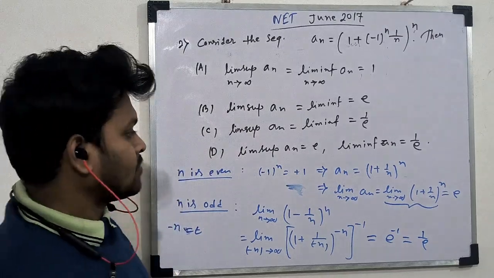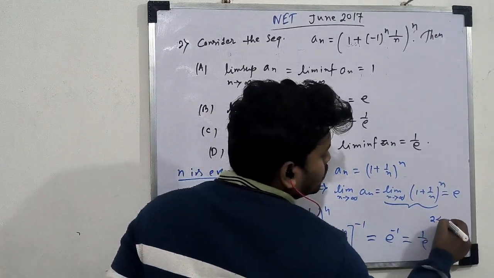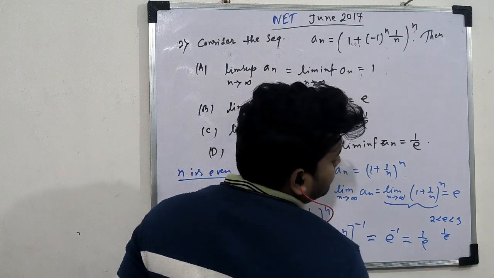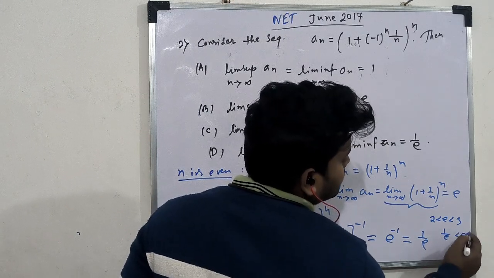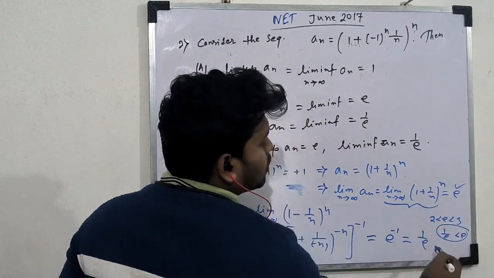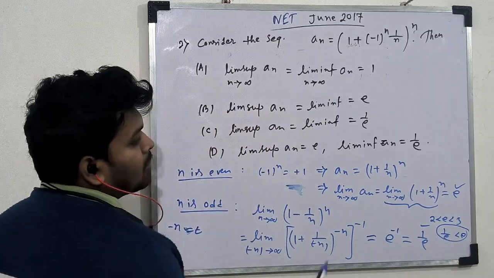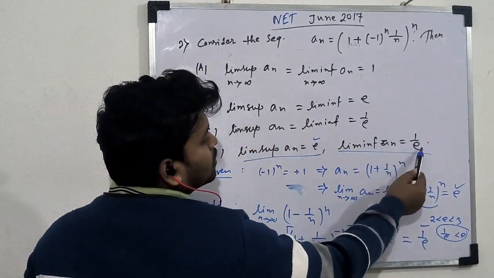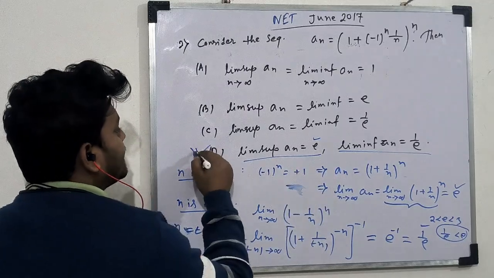As the range of e is 2 less than e less than 3, so 1 by e will be less than e. So therefore e will be the supremum value and 1 by e is the infimum value. So this is correct: supremum value e and infimum value 1 by e. So option D is correct.